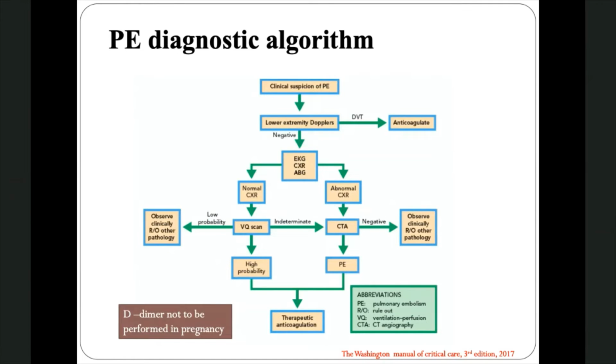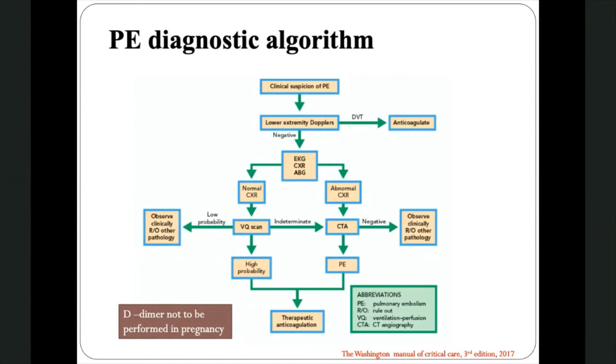If DVT has been ruled out, but you still suspect pulmonary embolism, the next thing that needs to be done is ECG. On ECG, you will see the S1Q3T3 pattern. On chest X-ray, there will be pulmonary infiltrates. On ABG, you will see that there is alteration in oxygenation. So if the X-ray is normal, what else can you do if your suspicion is high? Ventilation perfusion scan. Okay. And if the chest X-ray is already abnormal, then you can go for CT angiography.